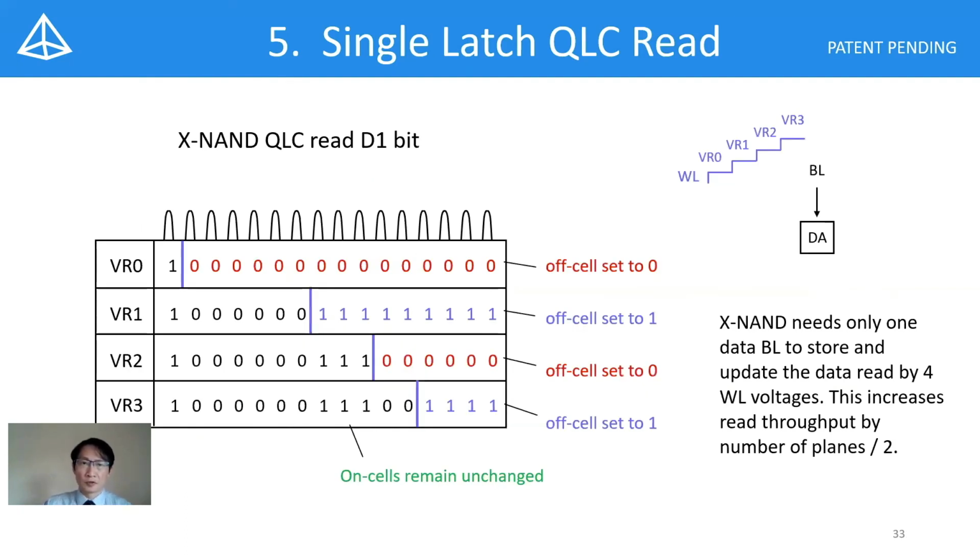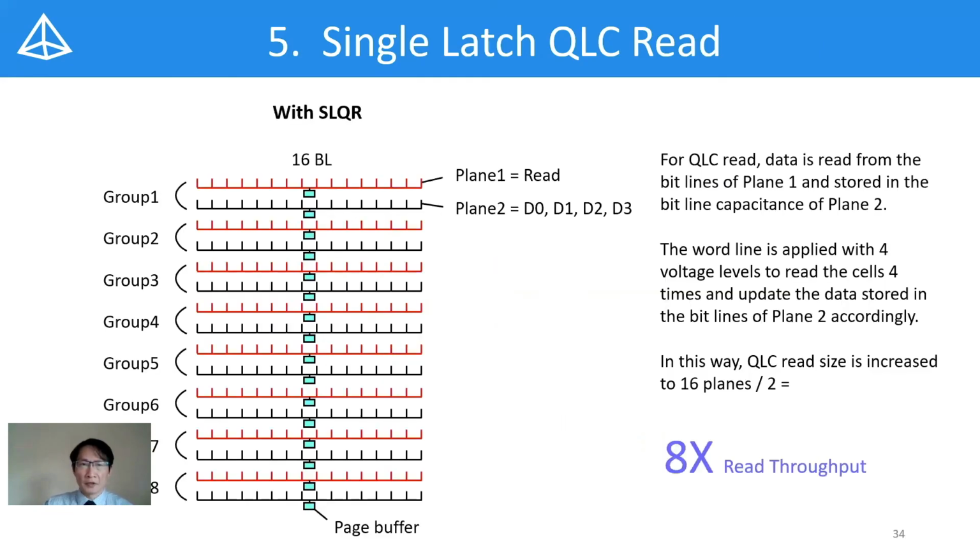To further increase the read throughput, we developed a new QLC read operation called the single latch read. The cell is read by forward voltage and keep on flipping the read data to get the final data. Therefore, you only require 1 data latch to read the QLC cell. By using this way, it only needs 1 plane to store the read data. Therefore, the read throughput can be increased by 8 times.